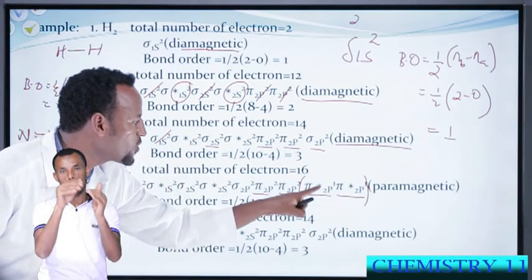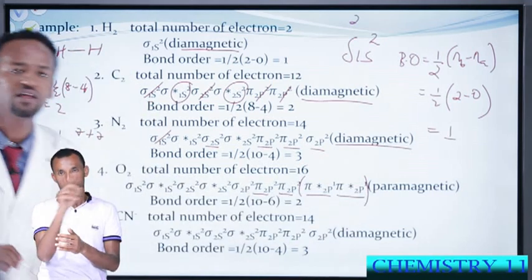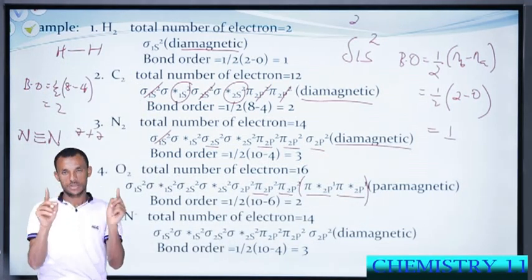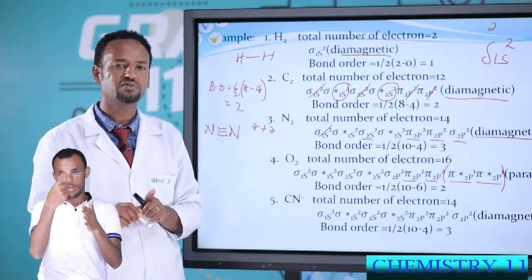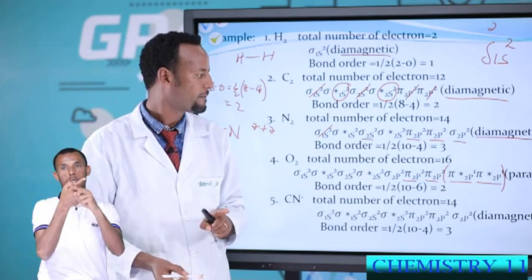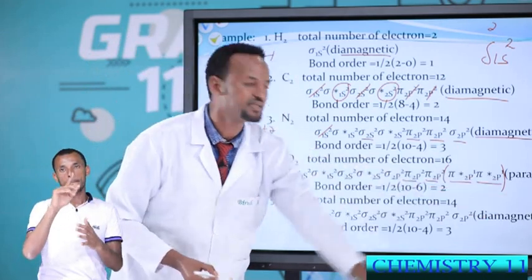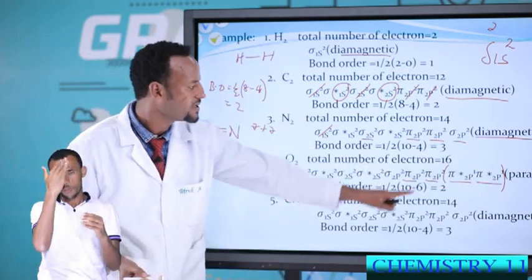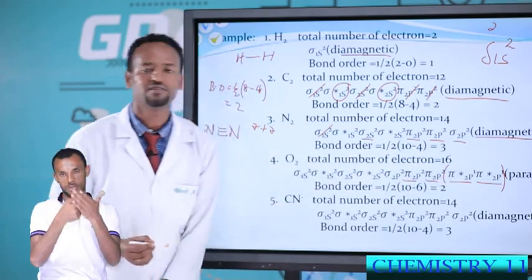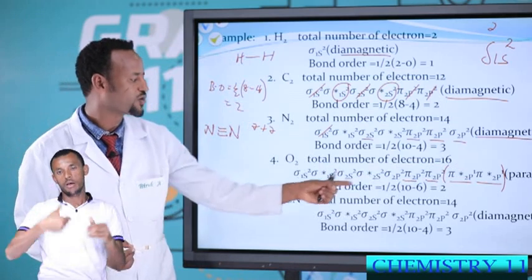1, 1. Because of 1, 1, this is paramagnetic. Paramagnetic means a species where one of the molecular orbitals, the bonding or the anti-bonding, contains one free electron. Therefore, this species is paramagnetic. Why paramagnetic? Because one electron is free, not paired. This is paramagnetic. The other one is bond order.